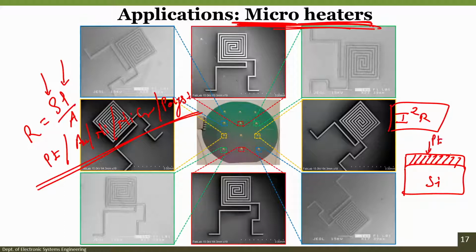What will happen? This will not be the right way of fabricating a micro heater. Why? Because the metal and semiconductor will be shorting. So, you have to create an insulating layer between the semiconductor and the metal. So, what can you do?